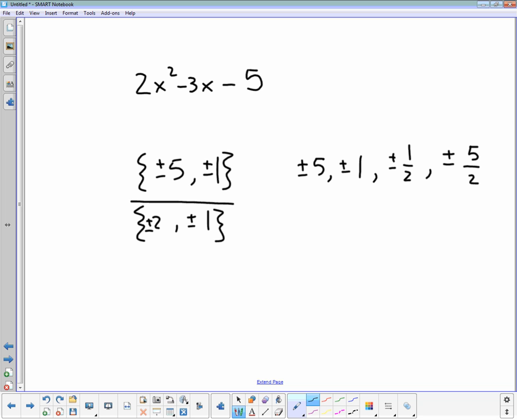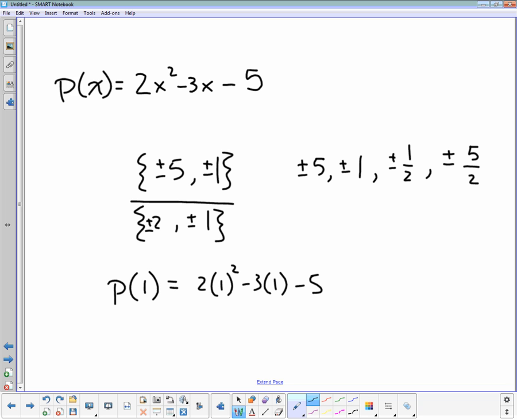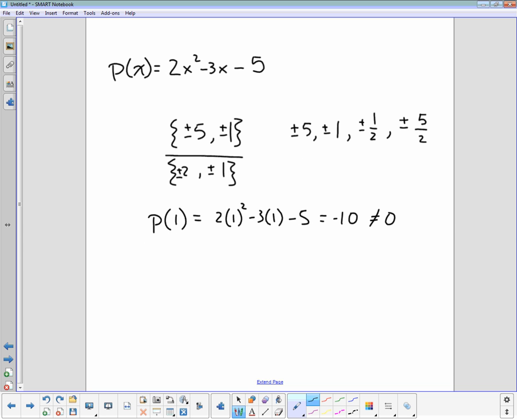So, what's the easiest one to pick? 1. I'll call this P of x. Let's do P of 1. 2 minus 3 minus 5. Does that fly? Does that equal 0? No, that does not equal 0. That one's out. How about P of negative 1?